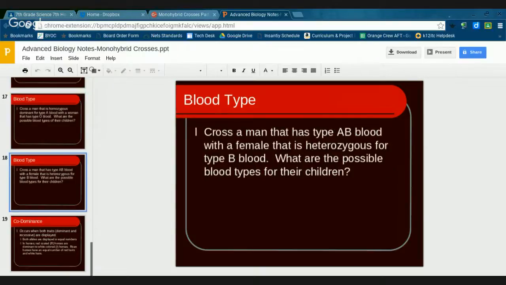So try this one. Set up your Punnett square and try crossing a man that has type AB blood with a female that is heterozygous for type B blood. I'll stop talking and let you work on that.